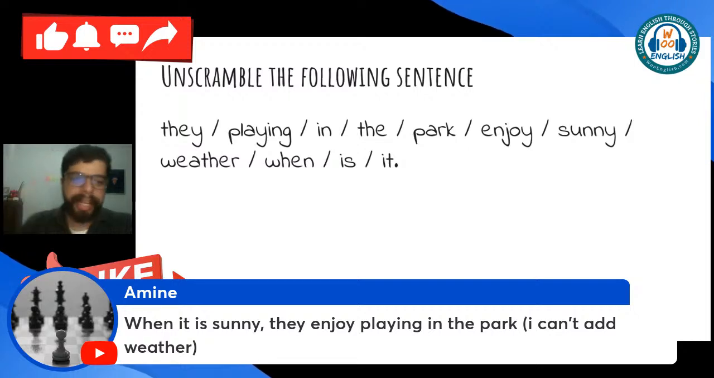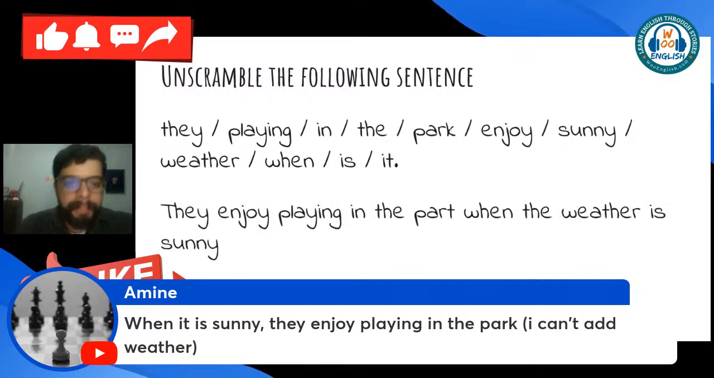Okay, let me see the solution that I have. They enjoy playing in the park when the weather is sunny. Where did the word "it" go? Yeah, thank you.